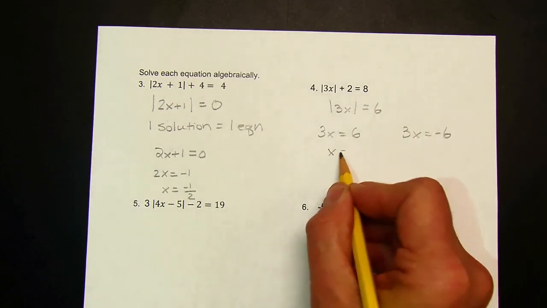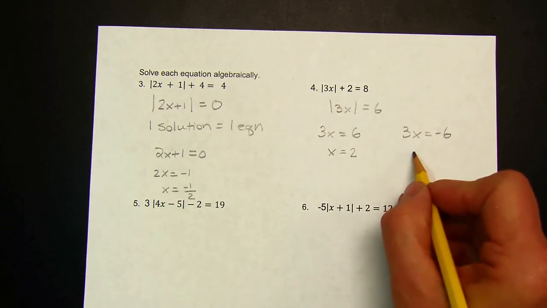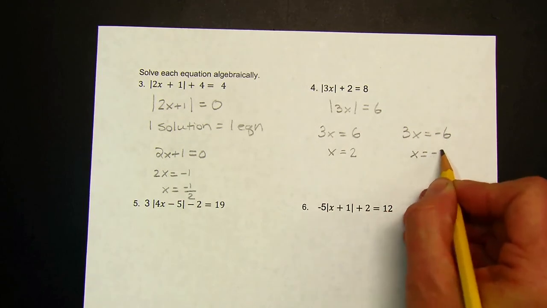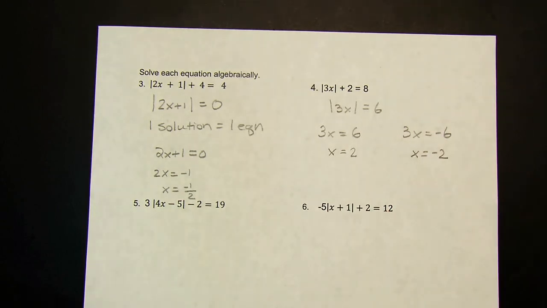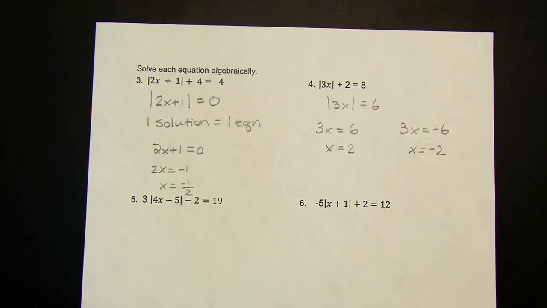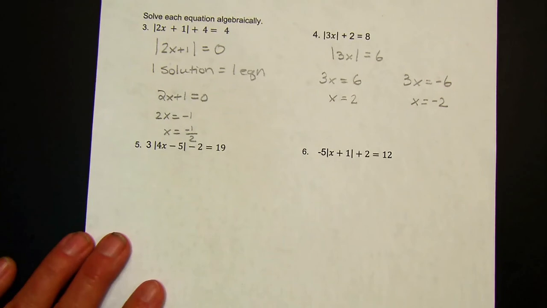So x equals 2 is one of my solutions. X equals negative 2 is the other one. All right, number 5, you're starting to get a little bit more complicated.